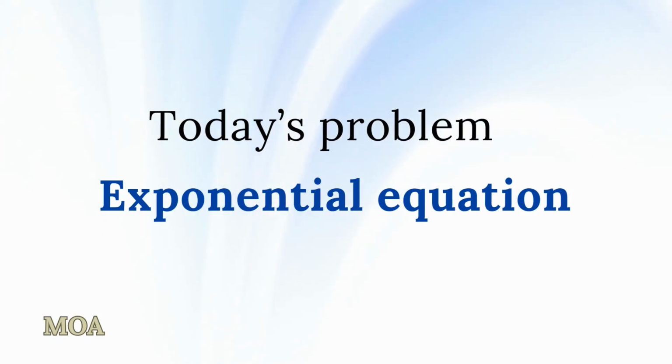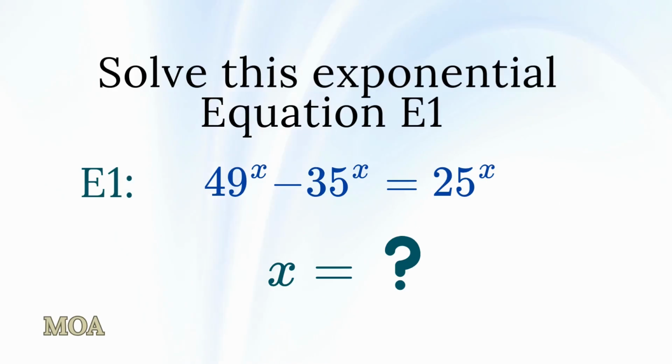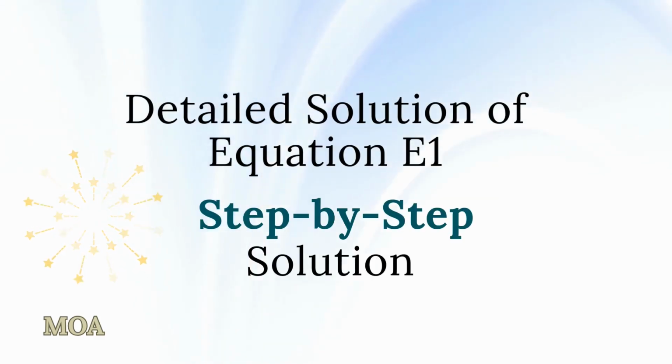Let us first explain the concept behind today's problem to help you understand it better. We are given the exponential equation, which we will label equation E1: 49^x − 35^x = 25^x. Our goal is the following: how to solve correctly this exponential equation E1 and determine the value of x that verifies this equation. Let us start solving equation E1 in detail.